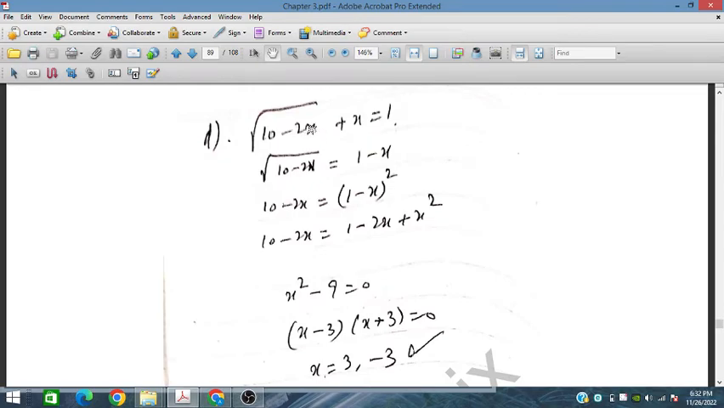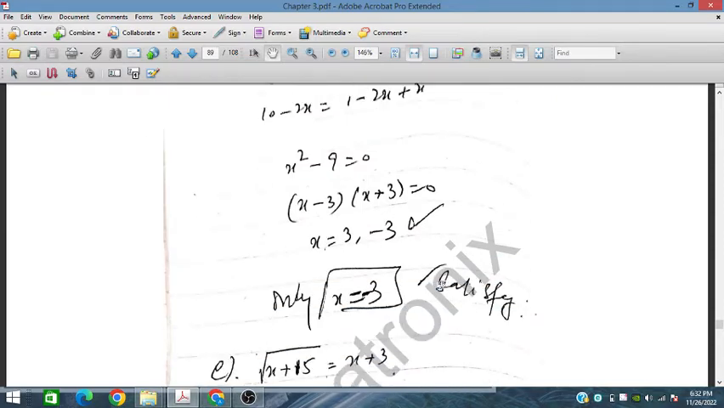plus 3, then it becomes 6, and 10 minus 6 is 4, and 3, 2 plus 3 is not possible, so this is not satisfying, so only x is 3 is the solution, because this is satisfying the equation.